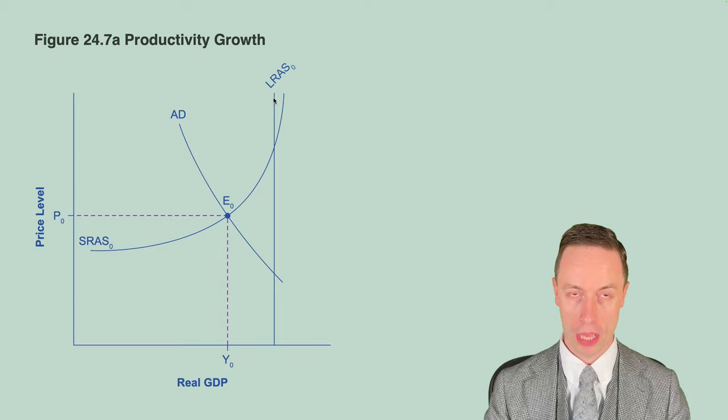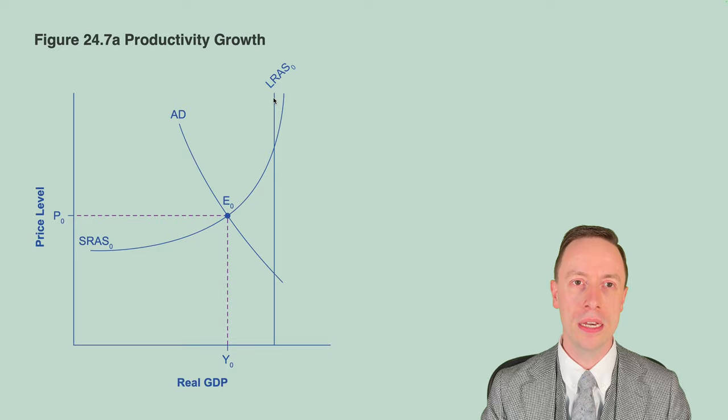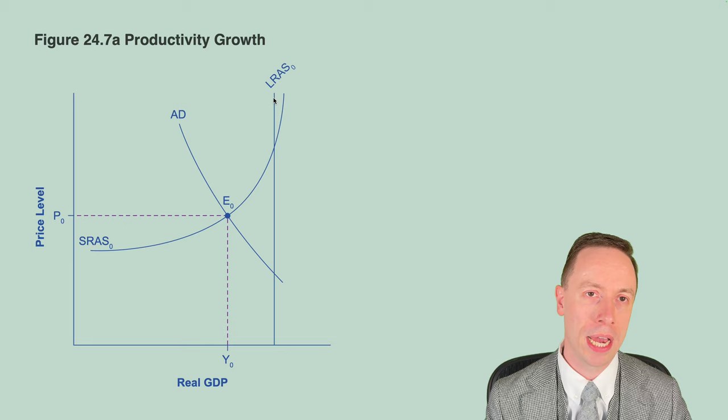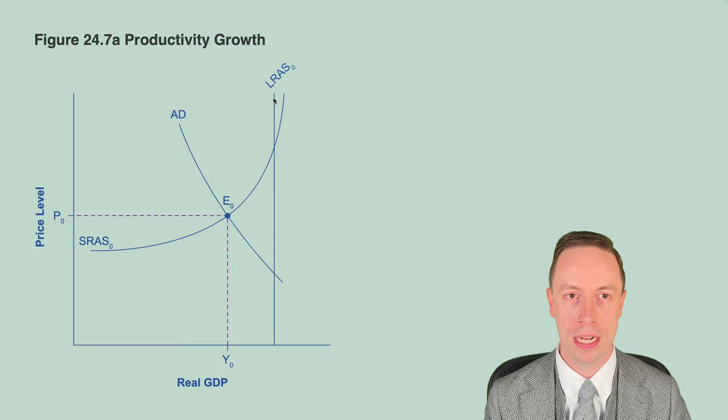In fact, I would go so far as to say that growth in productivity is the primary factor for an advanced economy that's going to increase long-run aggregate supply. But anytime we shift that long-run aggregate supply curve, we are going to be shifting our short-run aggregate supply curve as well. So what does a practical example of this look like?